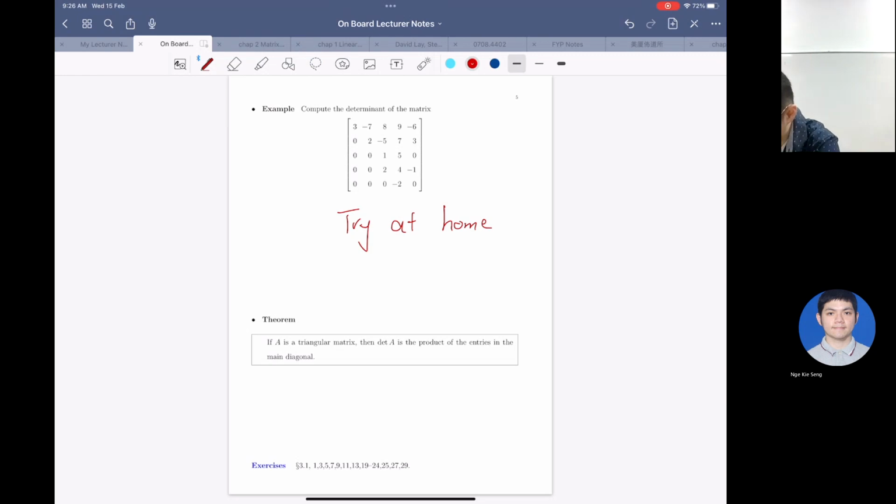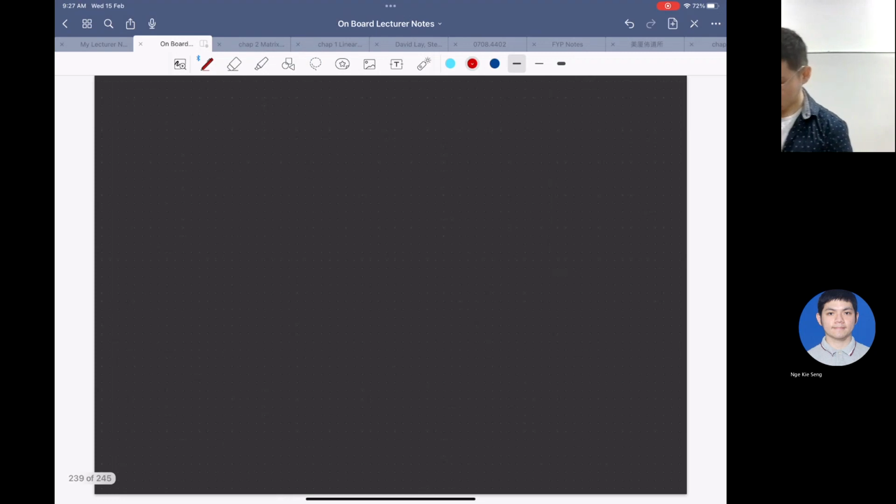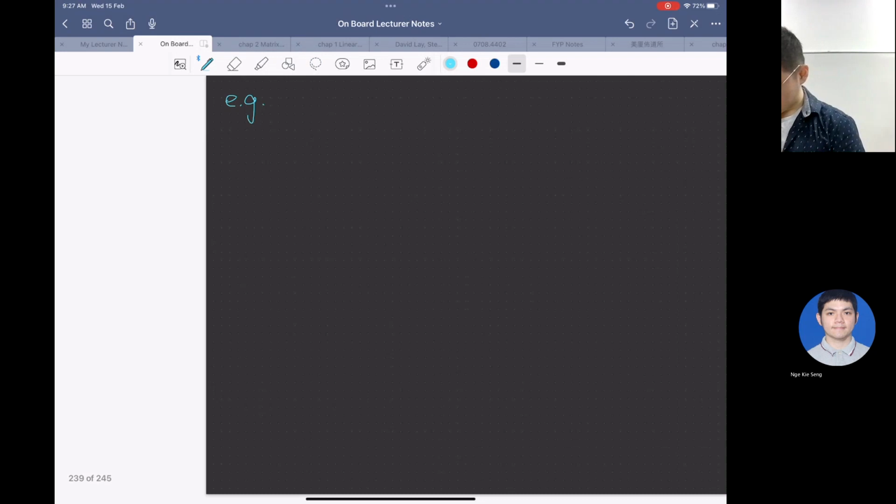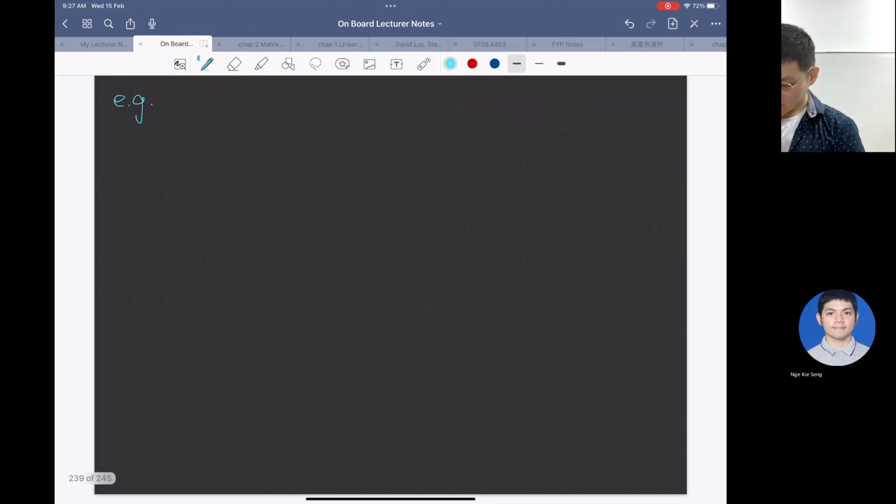Okay. Next theorem: if A is a triangular matrix, then the determinant of A is the product of the entries in the main diagonal. Okay, this one is important. Let me show you an example here.